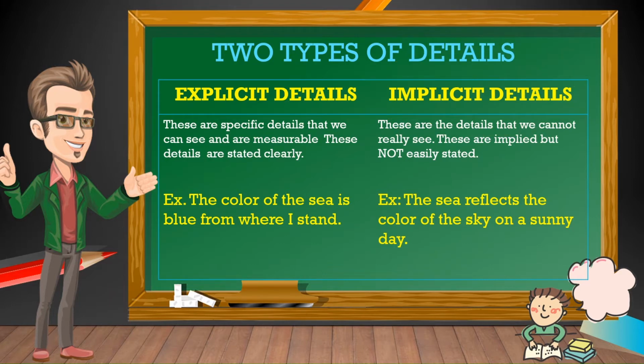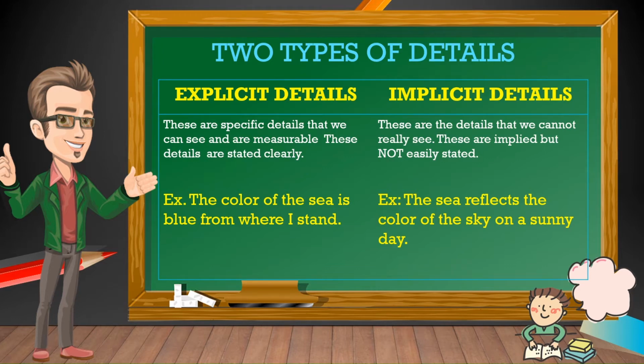When we speak of explicit details, these are specific details that we can see and are measurable. These details are stated clearly. Here is an example of a sentence that contains explicit details. The color of the sea is blue from where I stand. You notice that the details in this sentence are clearly stated. It's clearly stated that the color of the sea is blue.